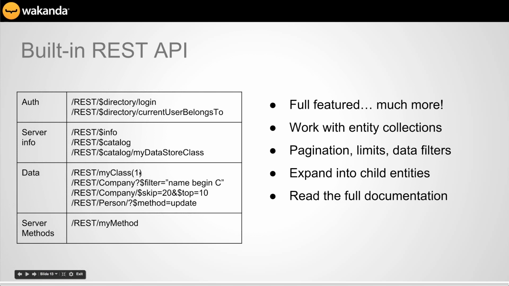To work with data, here we're just accessing an entity directly. Here we're doing a filter on company for names that begin with C. There's a lot of pagination and tools to help you work with the data in the way that you need. This one here is updating a person entity, and you would pass the JavaScript object or a JSON object in the body. Here's calling a method, publicly accessible method, mind you, on the server from REST.